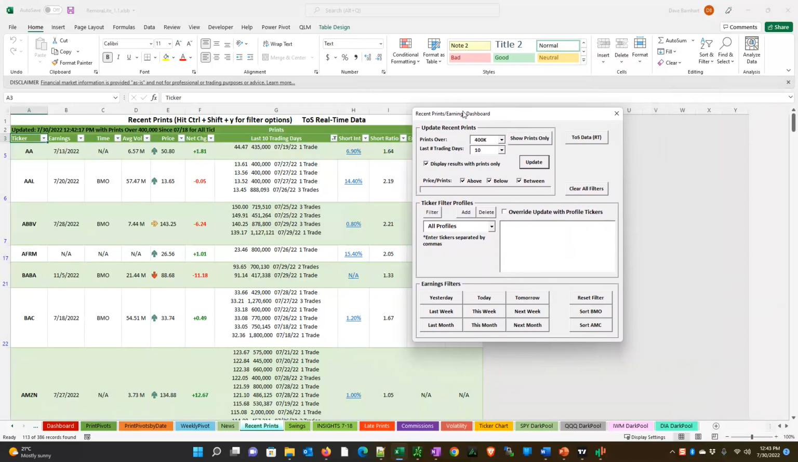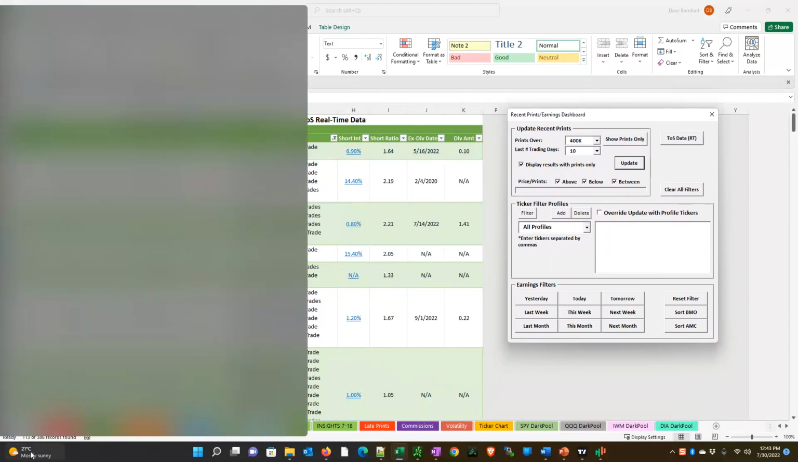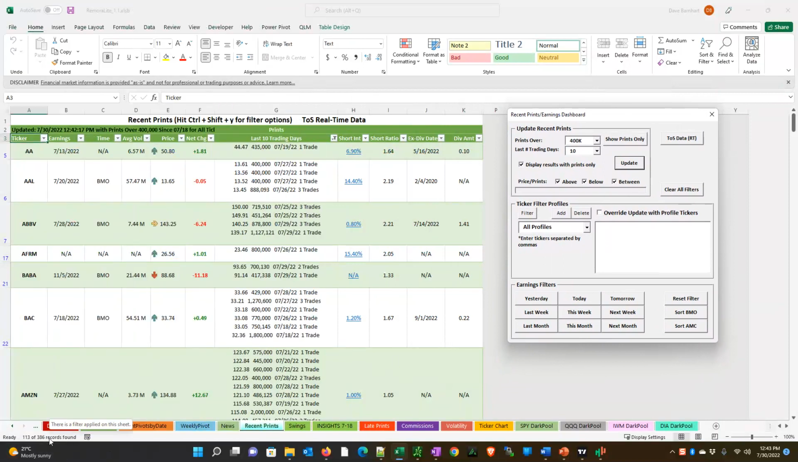So this finished in 50 seconds. At the bottom, it says there are 113 out of 386 tickers that meet our criteria, and our criteria was prints over 400,000 in the last 10 trading days. What we can see here, for example, is Alcoa, its price is $50.80. It's $1.81 up on the day. So that's a big move for a $50 stock to close positive $1.81.